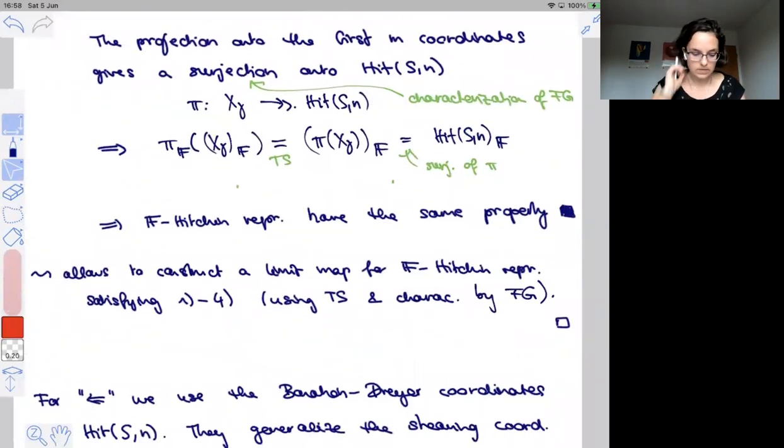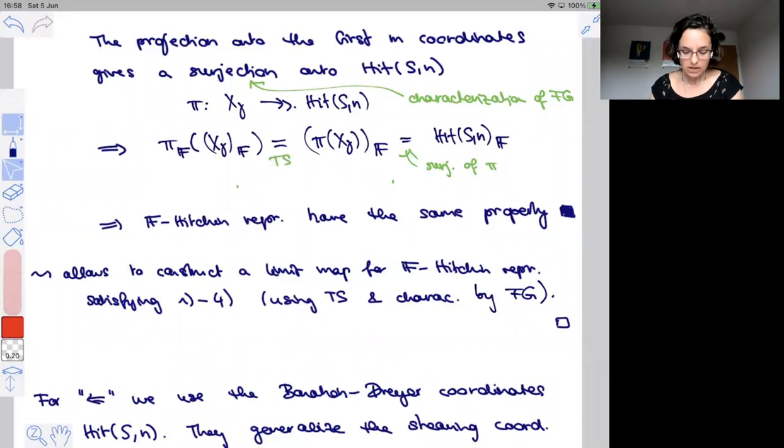And using what we've just proved, we can construct this limit map for F-Hitchin representations that was called M rho. We can prove that it satisfies 1 to 4 using the Tarski-Seidenberg principle again, and the characterization by Fock and Goncharov. We know everything holds over R, we can express everything in this semi-algebraic way, and then Tarski-Seidenberg gives us for free that the same holds for F-Hitchin representations. And this is the proof of the forward direction.